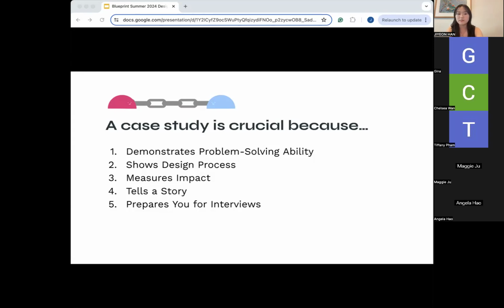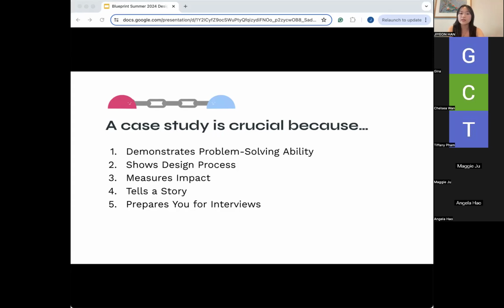Three, it measures impact. By including outcomes and metrics at the end of your case study, it proves how effective your design work was. It demonstrates how your work benefits users or solves business problems, providing tangible evidence of your success. Sometimes your projects don't include actual metrics and numbers, but that doesn't matter. I personally think that impact is both metrics and what you gained out of this project. Like the reflection, personally, I think is really important.